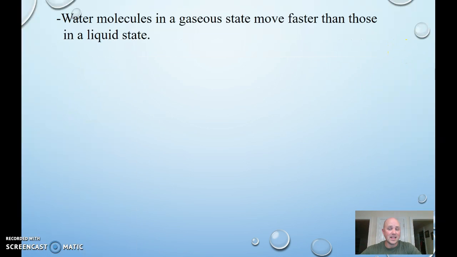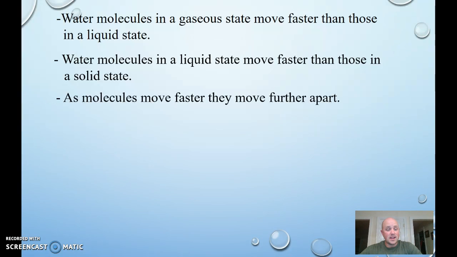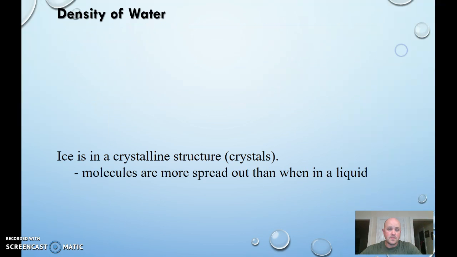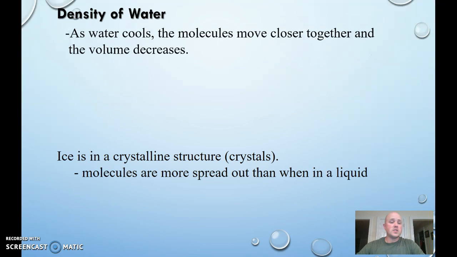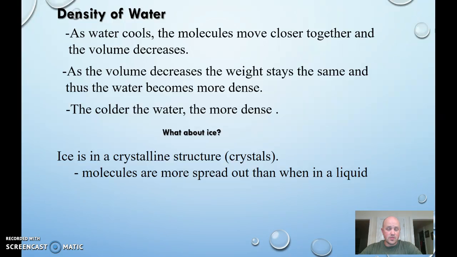So water molecules in a gaseous state move faster than those in a liquid state. Water molecules in a liquid state move faster than those in a solid state. And as molecules move faster, they move further apart. So density of water. As water cools, the molecules move closer and the volume decreases. As the volume decreases, the weight stays the same, and thus the water becomes more dense. The colder the water, the more dense. Remember that. Well, then what about ice?